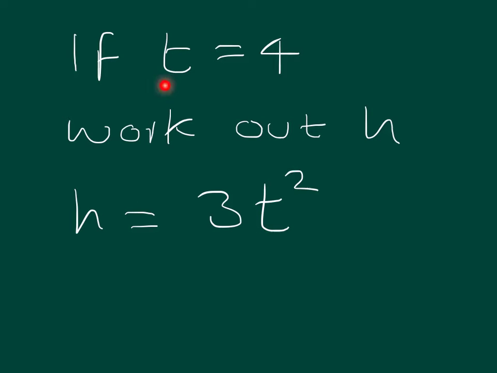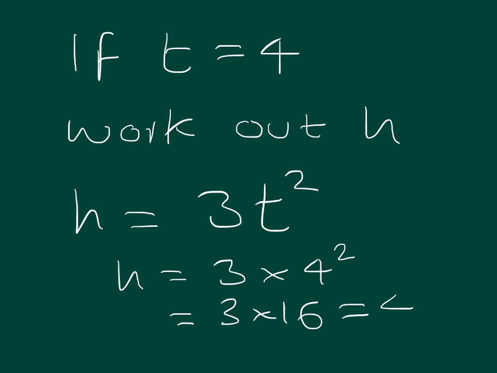So if t equals 4 and h equals 3t squared, work out h. So h will equal 3 times 4 squared, which is 3 times 16 equals 48.